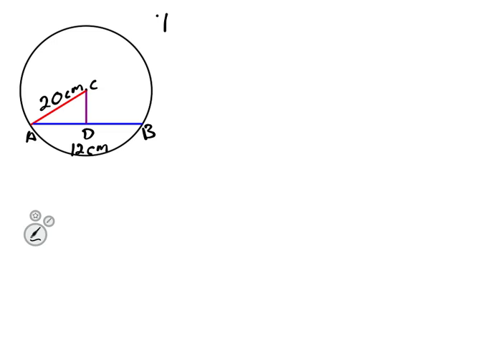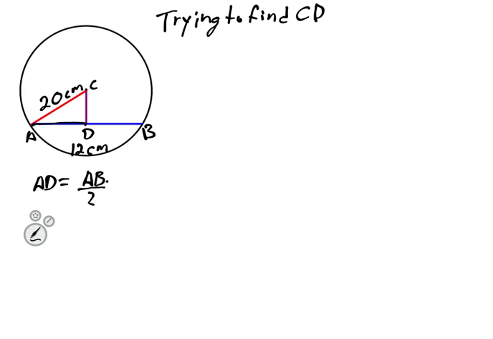And we're trying to find AD. Oh, sorry, I apologize. We're trying to find CD. Well, AD is pretty easy to find. From here to here. Once again, we have a chord that is being perpendicularly bisected by another line. Therefore, we know AD must be equal to half of AB, or AB divided by 2. All right, so that'd be 12 divided by 2, which is 6 centimeters.